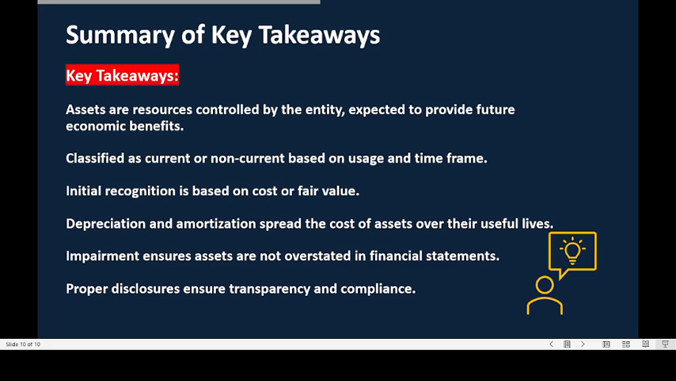To summarize, assets are resources controlled by the entity that provide future economic benefits. They are classified as either current or non-current, based on their expected usage. Initial recognition is based on cost or fair value, and their value is allocated over time through depreciation or amortization. Impairment ensures that assets are not overstated in financial statements, and disclosure requirements enhance transparency and compliance.